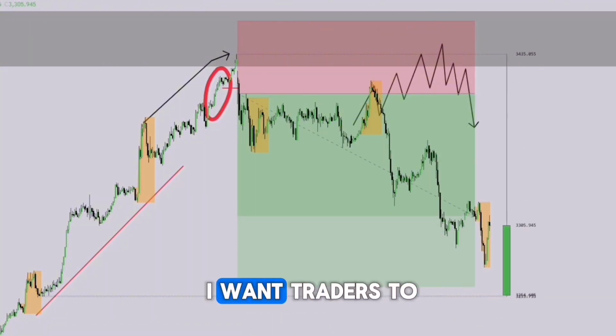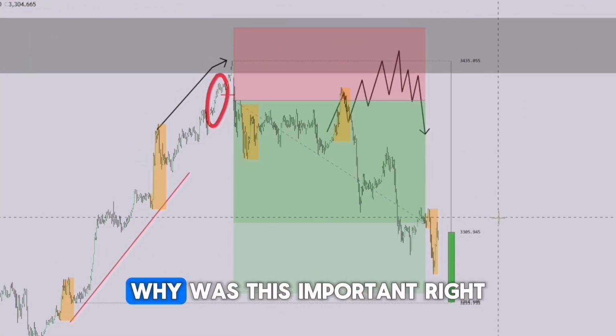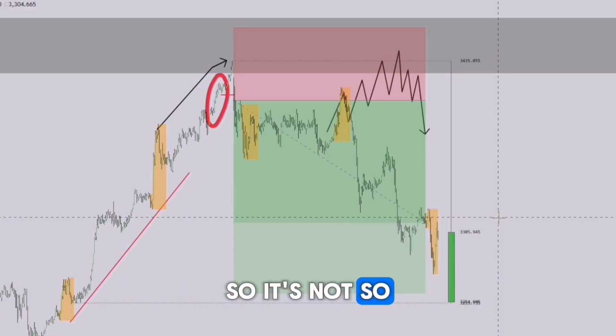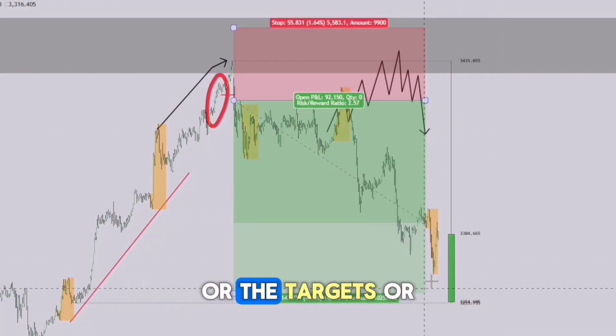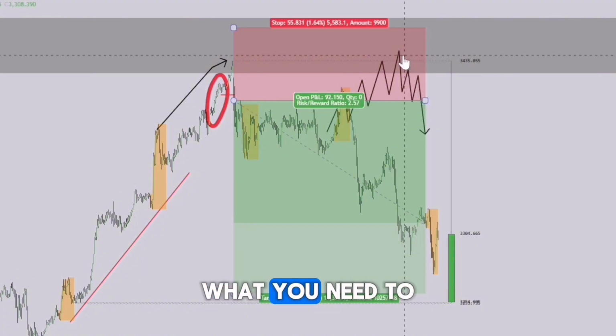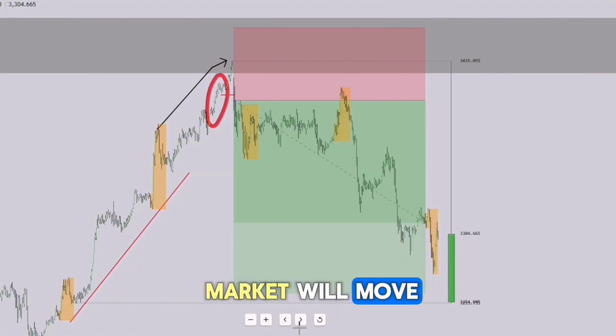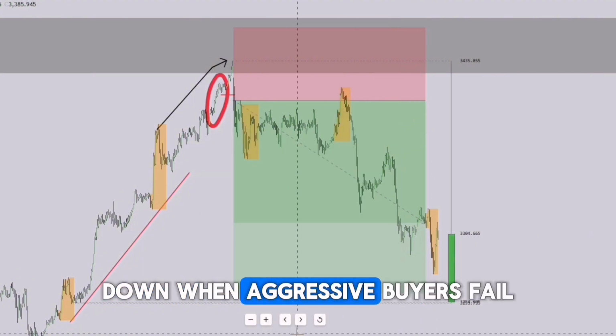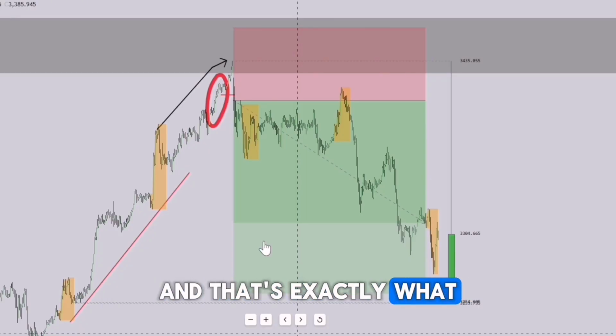And so what do I want traders to take away from this video, right? Why was this important, right? So it's not so much about the risk to reward or the targets or anything like that. What you need to understand is that the market will move down when aggressive buyers fail. And that's exactly what happened over here.